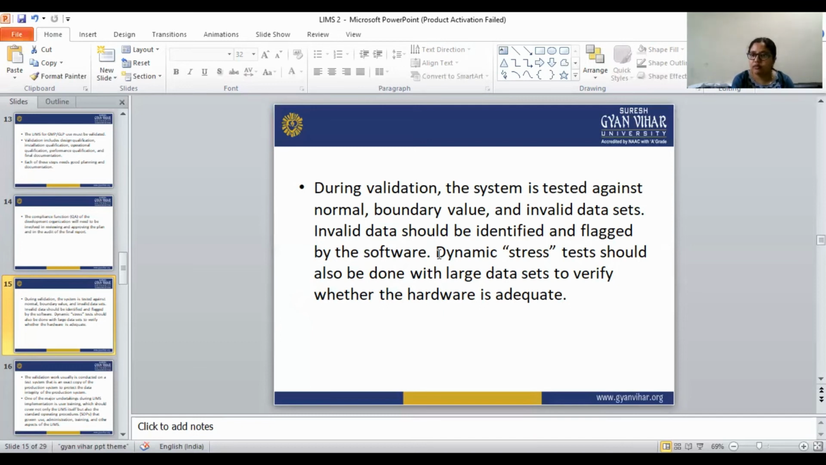These are all done with the vendors. Vendors test the whole system before handing over the LIMS to the customer side. The validation is compulsory in GMP and GLP, and during the validation the system is tested against normal, boundary value and invalid data sets. Invalid data should be identified and flagged by the software itself. The dynamic stress test should also be done with large data sets to verify whether the hardware is adequate or not.